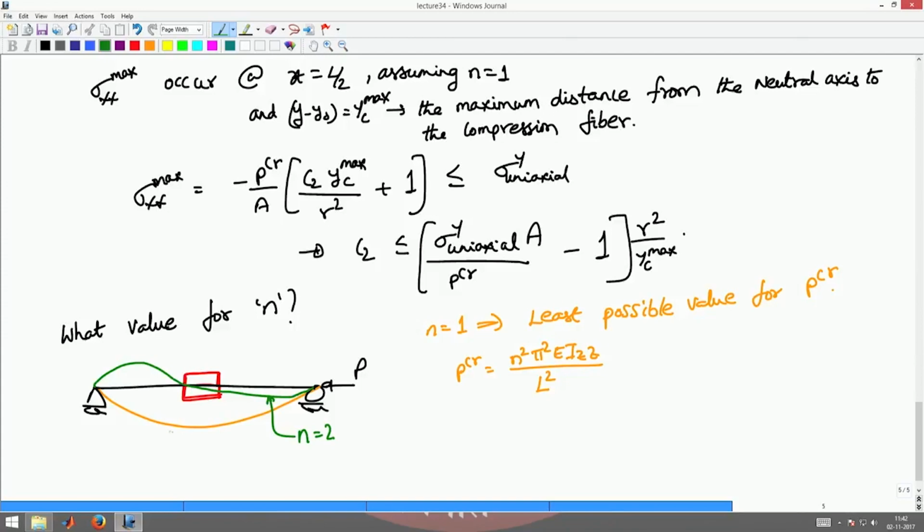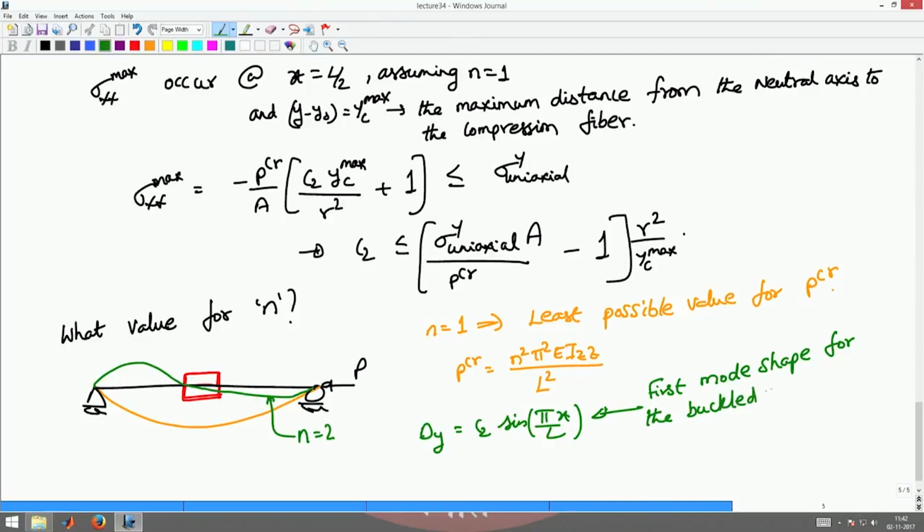This shape that you get for a deformed shape, this delta y being C2 sin pi x by L, is called the first mode shape for the buckled column. C2 sin 2 pi x by L, similarly, is called the second mode shape for the column.